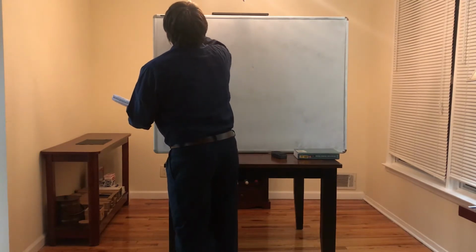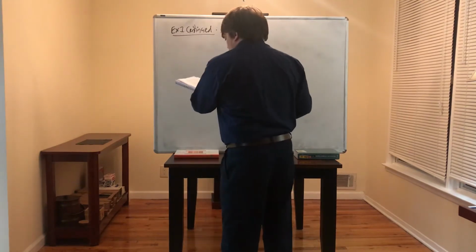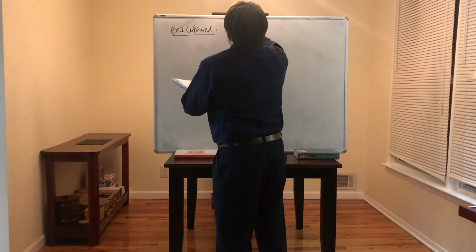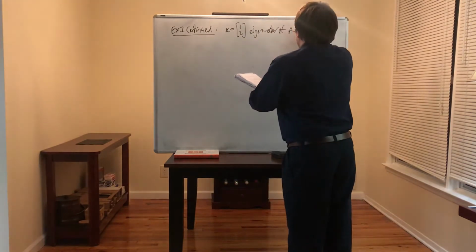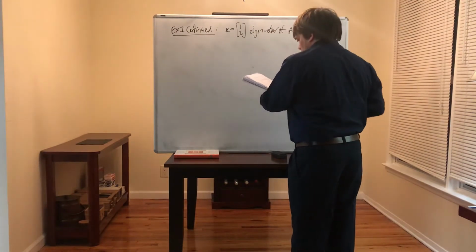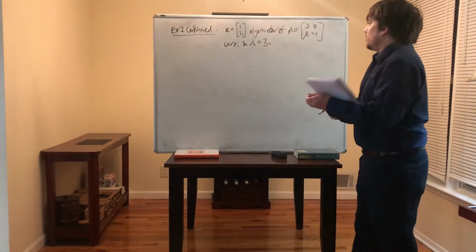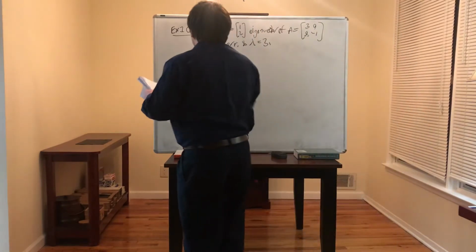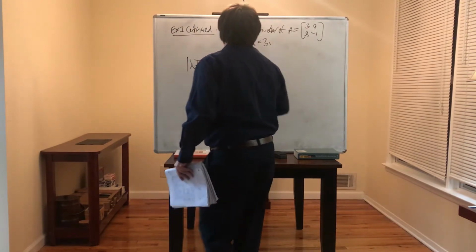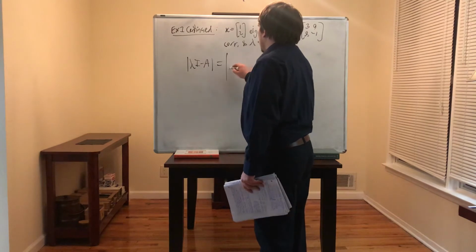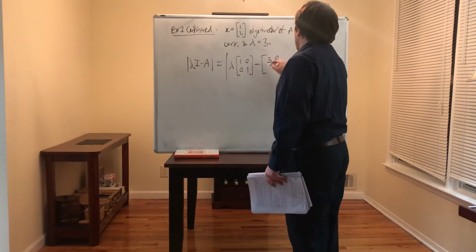So, example 1 continued. Previously in example 1, we found that x equals (1, 2) was an eigenvector of this matrix A corresponding to lambda equals 3, and I showed why that's the case. Now if you take the determinant of lambda I minus A, what you get is the determinant of lambda times I, which is lambda times the 2 by 2 identity matrix, minus A, which is that matrix.